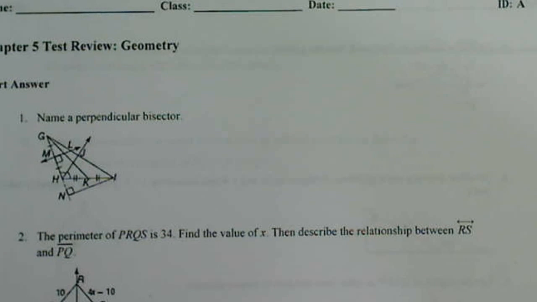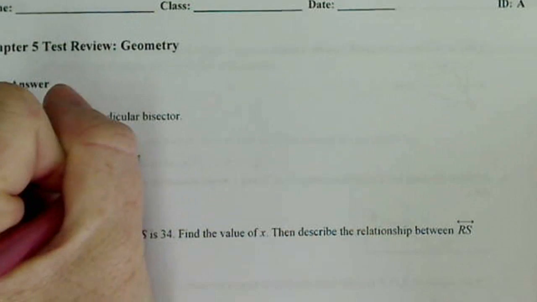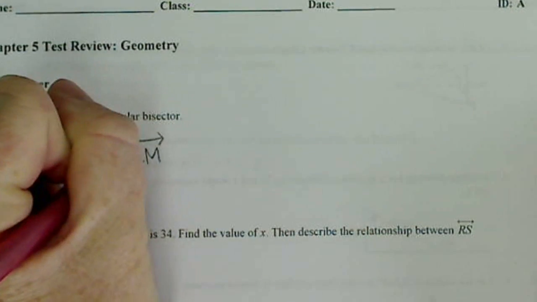Number 1, perpendicular bisector. Remember that perpendicular means 90 degrees and it has to cut in half a side, not an angle. This is not an angle bisector. So I see a 90 degrees here at N and I see a 90 degrees here at M. But the only place that it cuts a side or part of a side in half is right here. So LM is our perpendicular bisector.